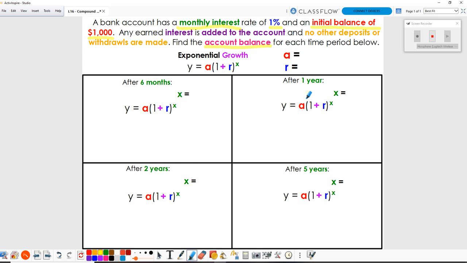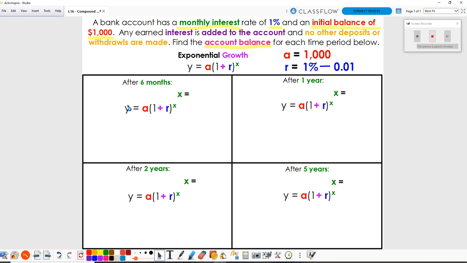Okay, so we've got 4 different time periods, but they're all going to start off with the same starting initial amount and the same interest rate. So if we look, our starting amount, our initial balance is $1,000. And our interest rate is 1%. And remember, we have to turn that 1% into a decimal to do these problems, and that's going to be 0.01 for 1%. Okay, all these problems are exponential growth because our interest is being added to our account. So you can see down here, I already have the formulas listed for every single problem.